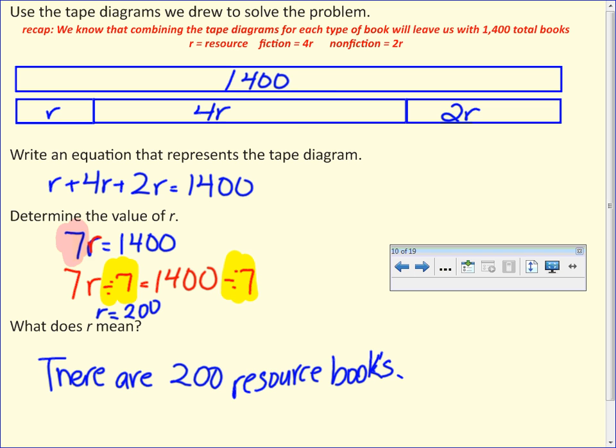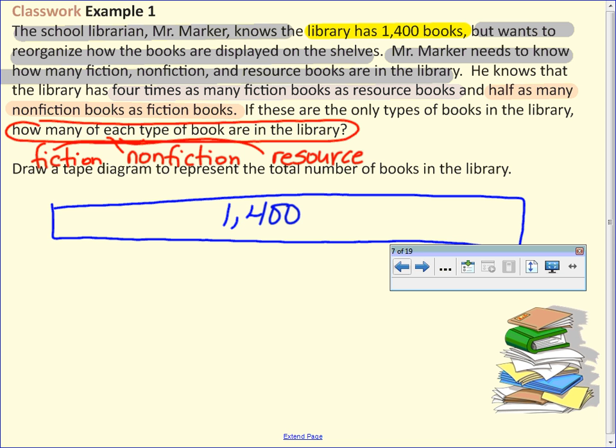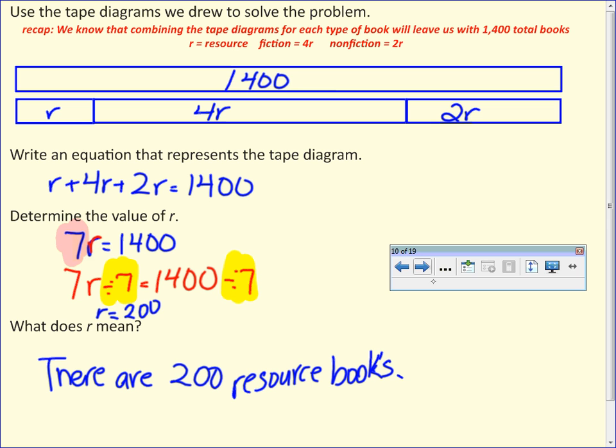Okay, because I know that the total number of books is made up of fiction, nonfiction, and resource. Are you okay with me on that part? So if I add my fiction, my nonfiction, and my resource, it'll equal my total. So that's what I did here. I added my resource books to my fiction books to my nonfiction books, and I knew that they all equaled 1,400. So I added them up.